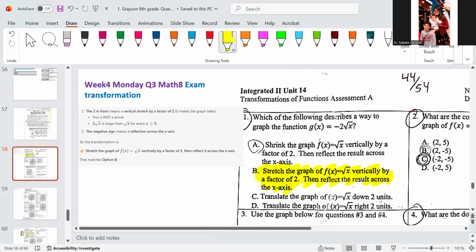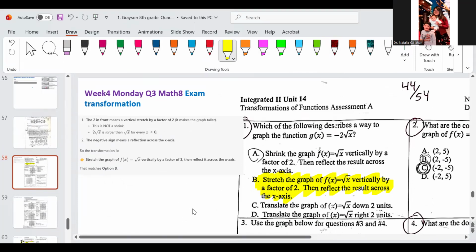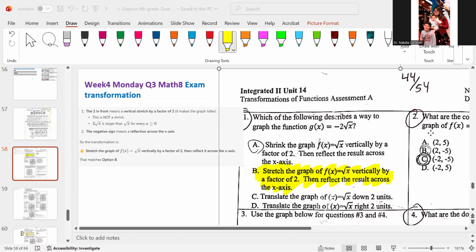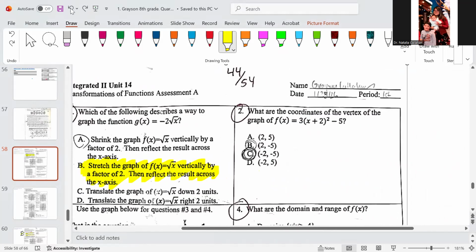I didn't get anything. What are the coordinates of the vertex of this graph? This one you should not have gotten wrong. The vertex is going to be a -2 and a -5. So which one did you put down?